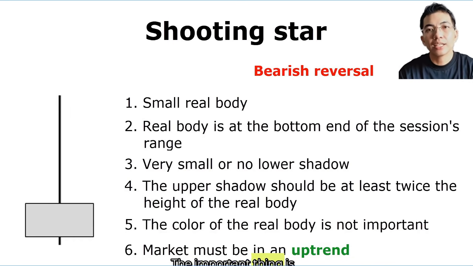The important thing is that sellers recovered from a very bad start of the session. So, as for the hammer, it is not about the color, but about the size. The longer the upper shadow, the shorter the lower shadow, the smaller the real body, the more meaningful the shooting star will be.